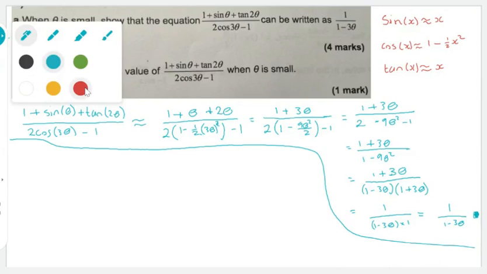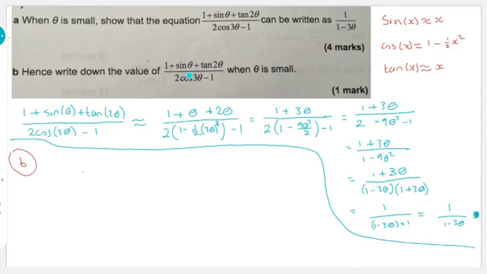Cool. And then with part B, it says write down the value of (1 plus sine theta plus tan 2 theta) over (2 cos 3 theta minus 1) when theta is small. Well, if our expression is 1 over 1 minus 3 theta, and theta is small, that means theta is tending to 0. It's really tiny. So imagine substituting theta for 0: you'd get 1 over 1 minus 3 lots of 0, which equals 1 over 1 minus 0, which is 1 over 1, which is just 1.